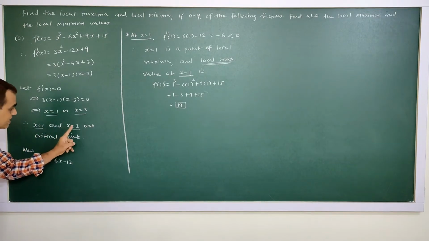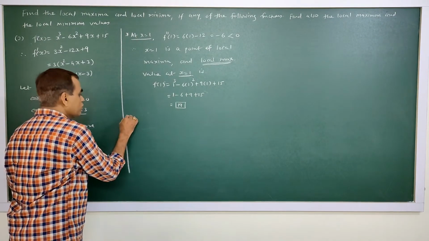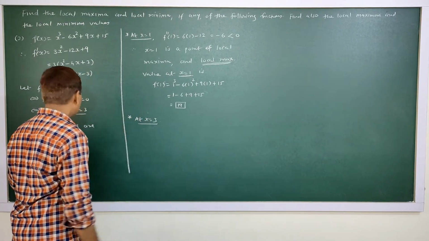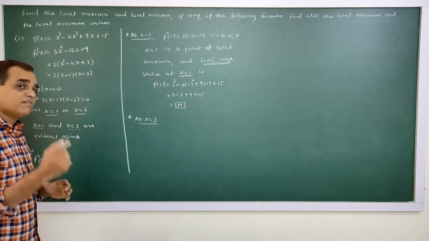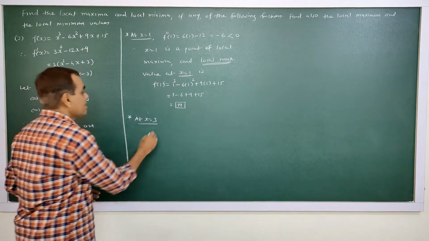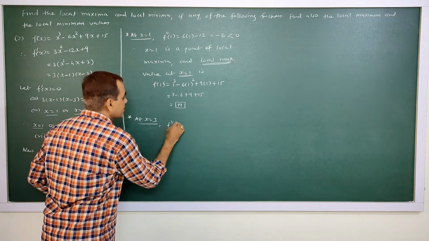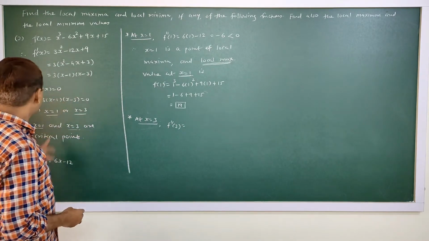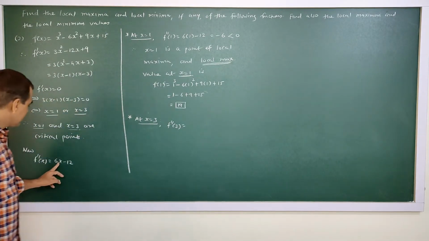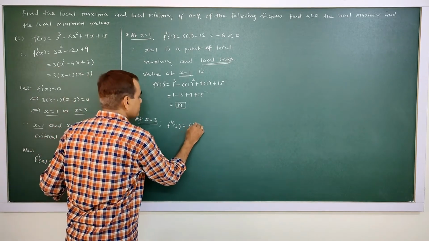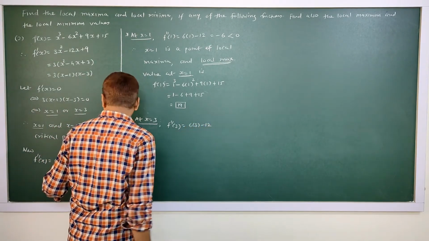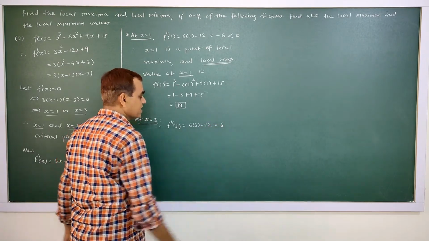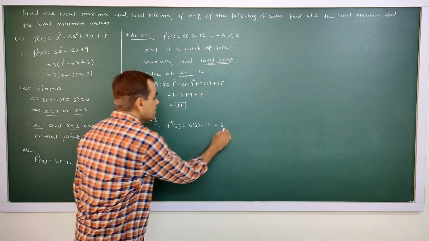Now discussion for x equal to 3. At x equal to 3, now we put this number in f double dash. f double dash of 3 is 6 into 3 minus 12. That is 18 minus 12, that is plus 6. This is positive.